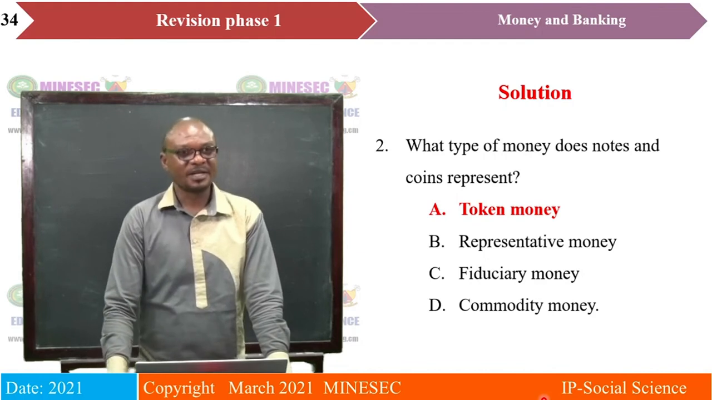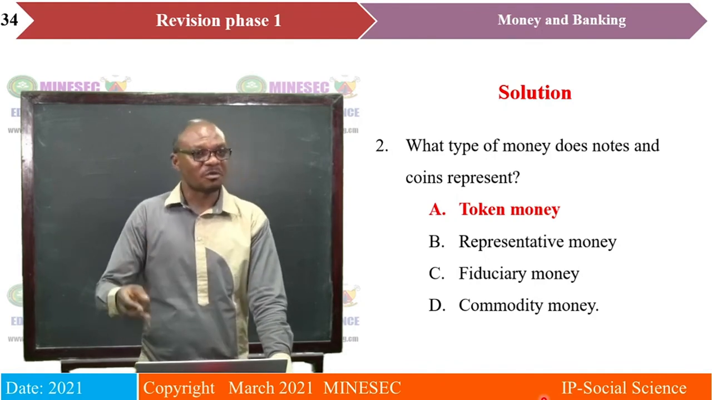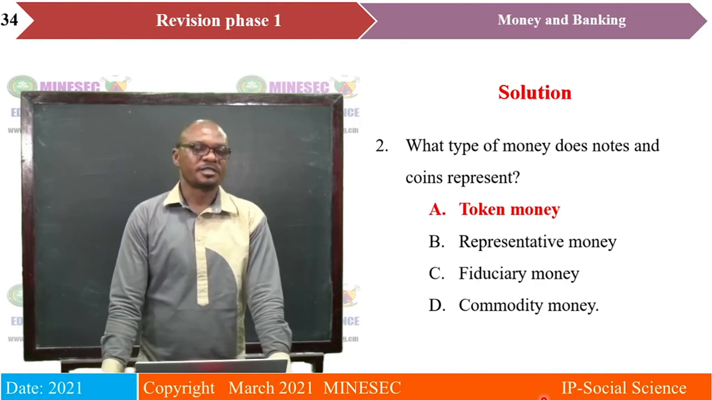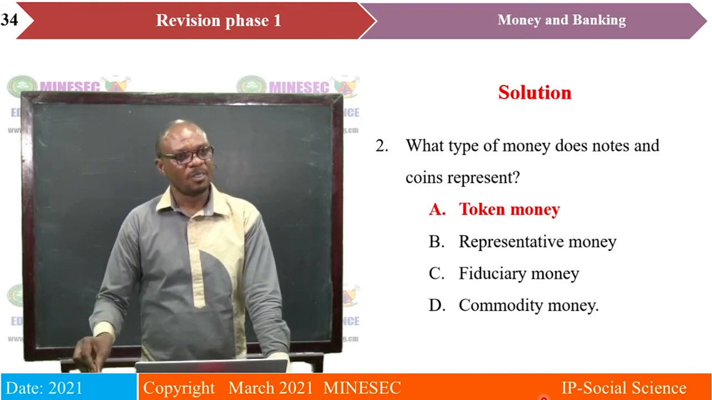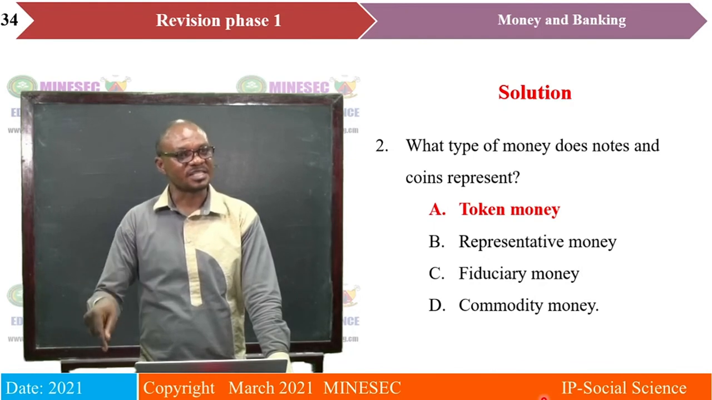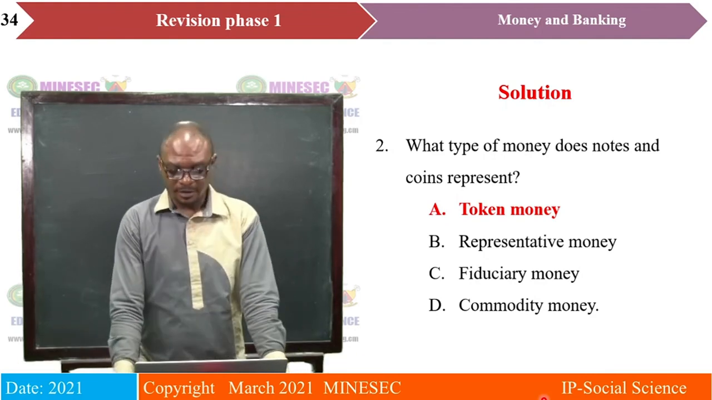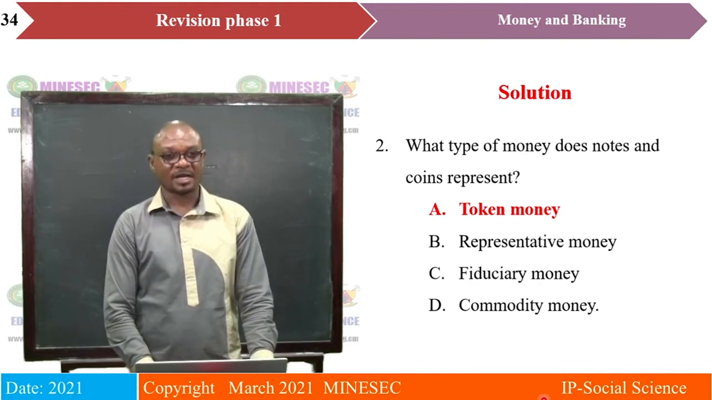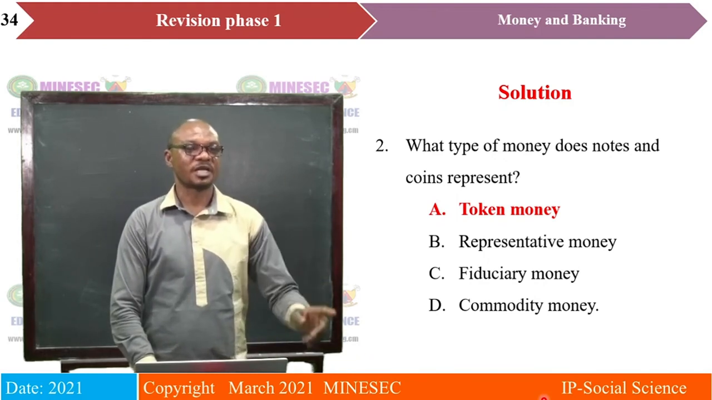Remember, token money is money not convertible into gold, but accepted as a medium of exchange because of government decree. Representative money receipts were issued by a goldsmith, which were accepted as money because they were convertible into gold, which has an intrinsic value. And of course, commodity money were goods and services that were used as money. So the notes and the coins that we have today are token money. We accept them because the government has guaranteed that they will be exchanged for goods and services.